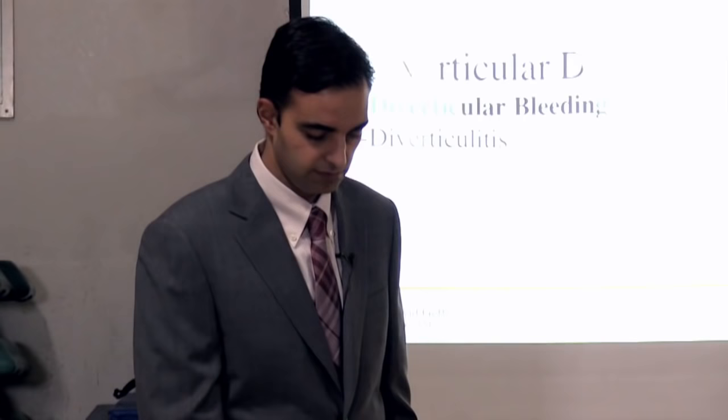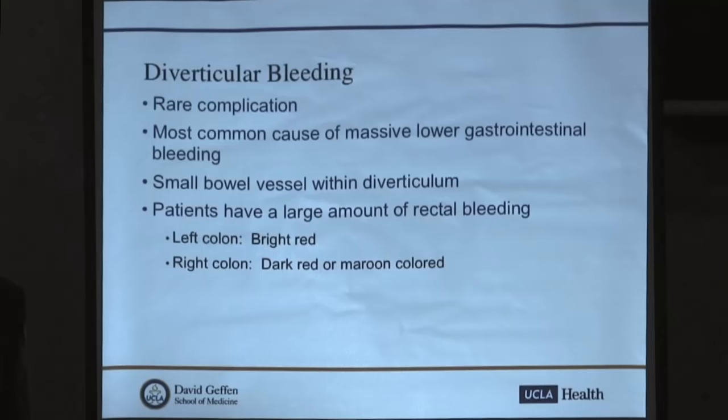So first I'll talk about diverticular bleeding. So diverticular bleeding is actually a rare complication of diverticulosis. It is the most common cause of massive lower gastrointestinal hemorrhage. And what happens is there's a small blood vessel within the diverticulum or within the sac that often ruptures and causes a large amount of bleeding. And if patients have bleeding from diverticulosis within the left colon, their complaint is usually passing bright red blood. And usually the history is that they've had several episodes, including passing clots.